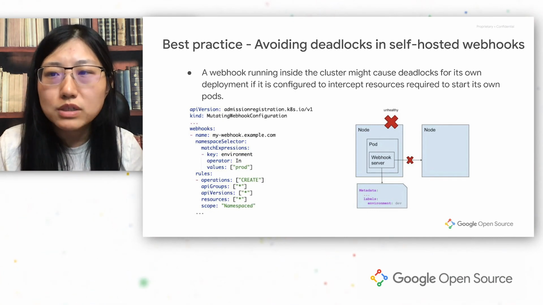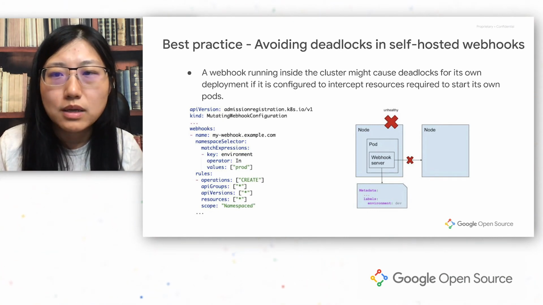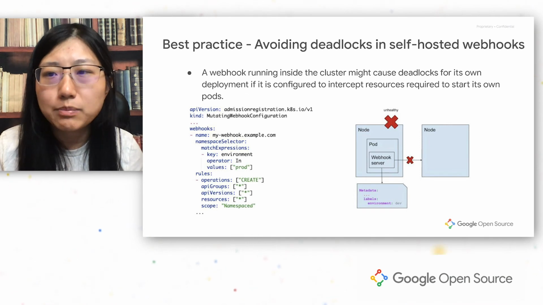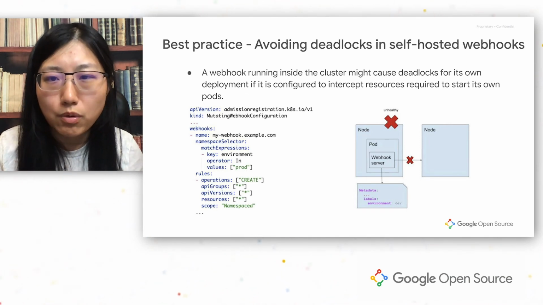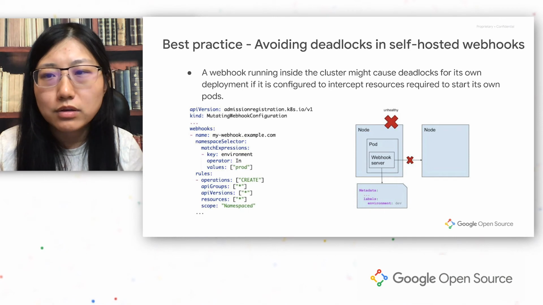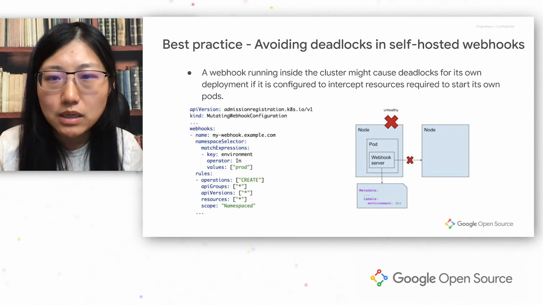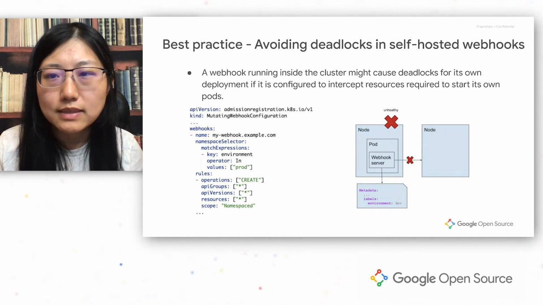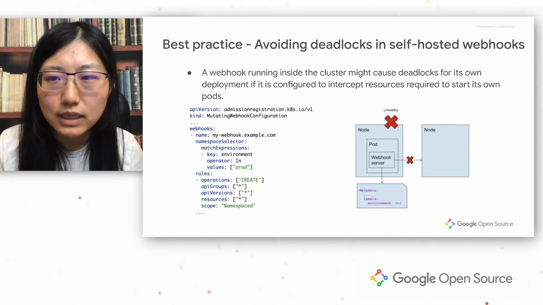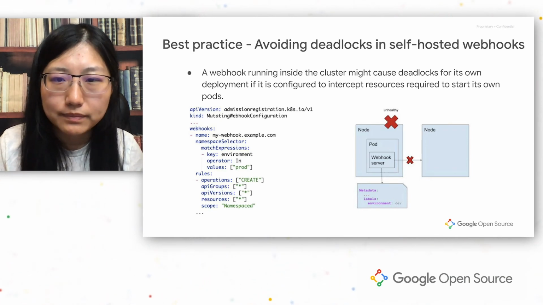And when a node that runs the webhook server pods becomes unhealthy, the webhook deployment will try to reschedule the pods to another node. However, the request will get rejected by the existing webhook server since the environment label is not set correctly, and the migration cannot happen.